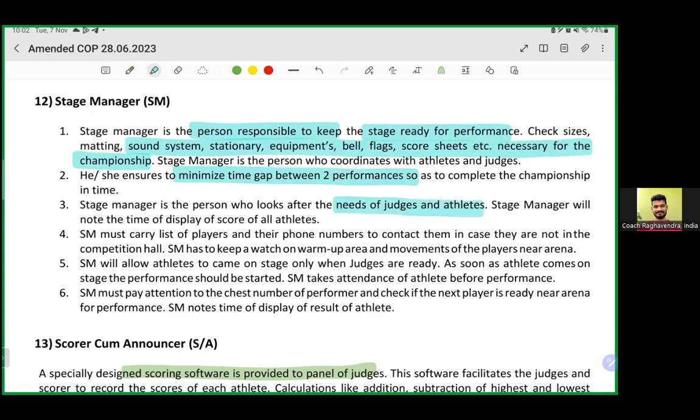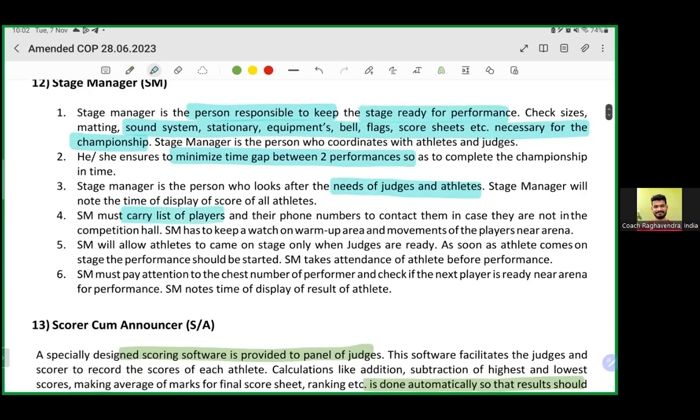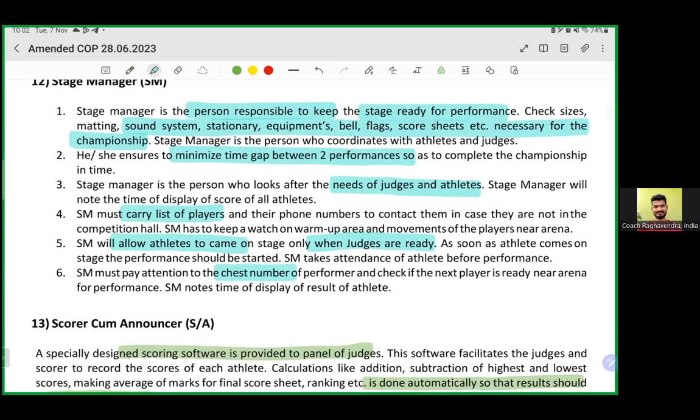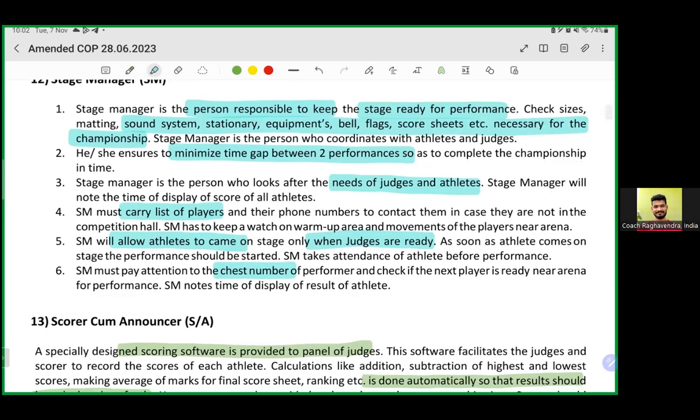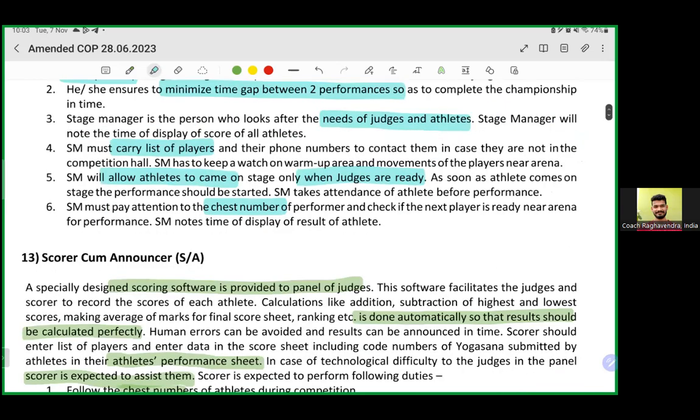And the stage manager must carry the list of players, so he can smoothly operate that particular stage. Okay. So the stage manager also allows the athletes to come onto the stage only when the judges are ready. We also need to check the performer's chest number, whether it is correct or not. So this is very important. The stage manager and announcer work is somewhat side by side in nature.